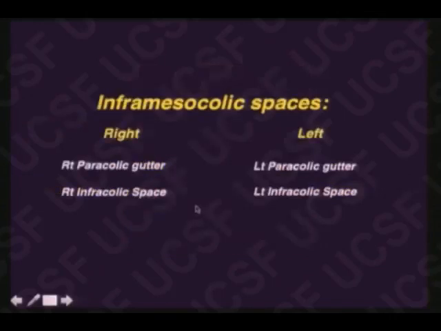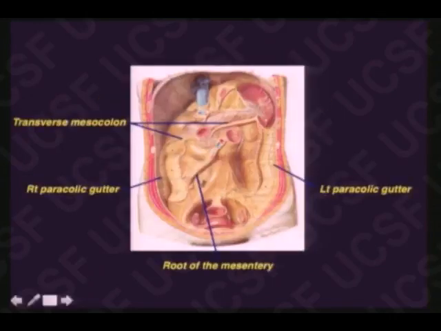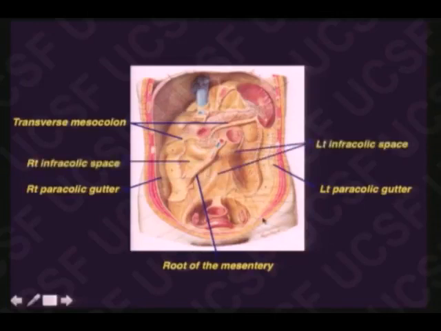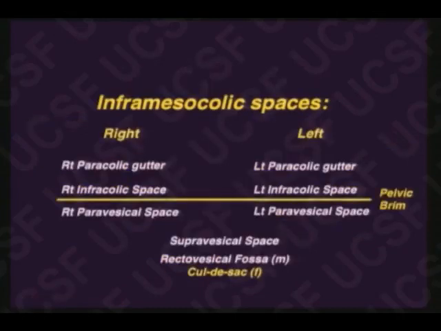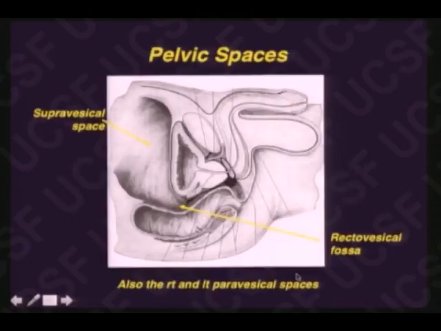The infracolic spaces lie to the right and left of the root of the mesentery and inside of the ascending and descending colon. Again, the left infracolic space is much larger than the right infracolic space. There is our pelvic brim. There are 4 spaces in the pelvis: the right and left paravesical spaces, the supravesical space, and the rectovesical fossa in males and the cul-de-sac in females.